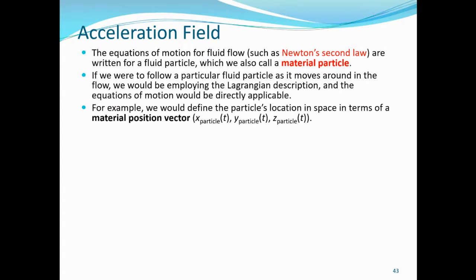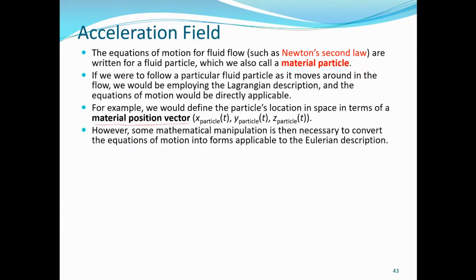For example, we would define the particle's location in space in terms of a material position vector. Remember the position vector in statics: x, y, z. This is the position vector of the material particle at any given point in time, because all these x, y, z depend on time. However, some mathematical manipulation is then necessary to convert the equations of motion into forms applicable to the Eulerian description. The Eulerian description is not talking about a particle per se, but is defining a given region in space, a field, in which all particles passing through that region will possess the particular property of that parameter defined by that equation, which is the field.